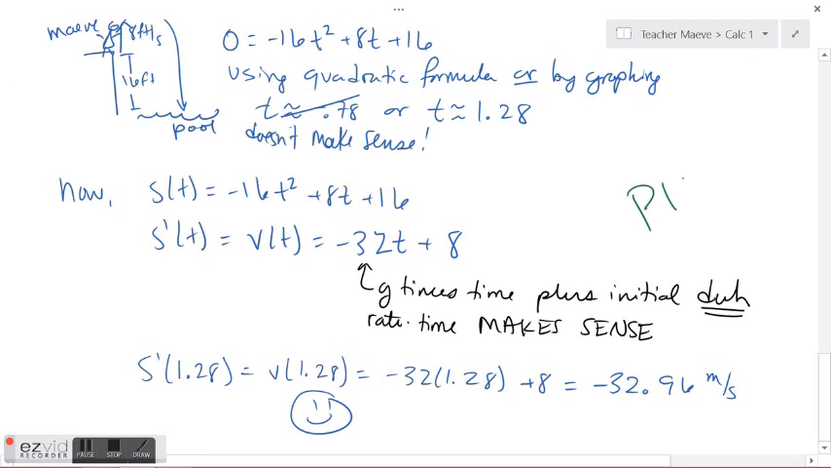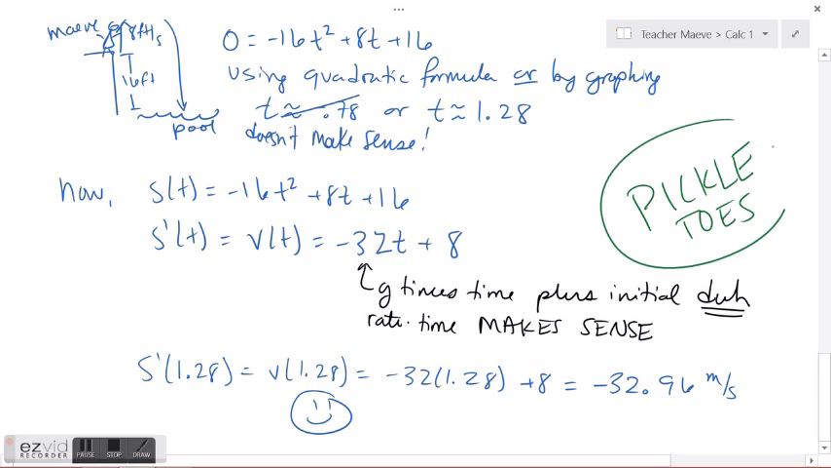The secret word, by the way, is pickle toes. I have no idea why. It just popped into my head. That's kind of disgusting. But yeah, pickle toes, secret word. Have a good one.